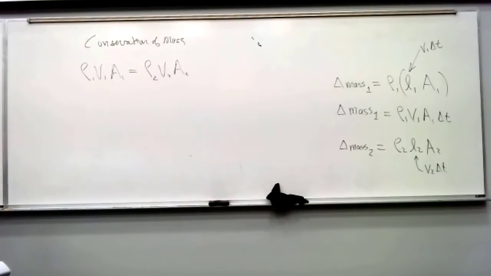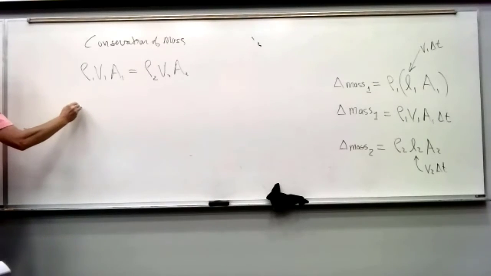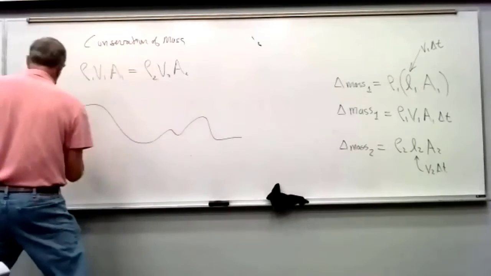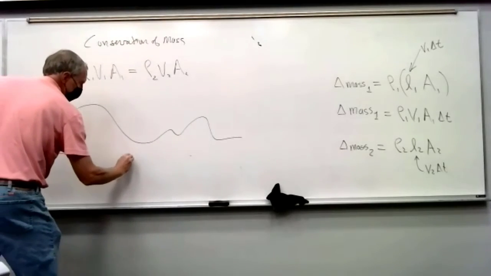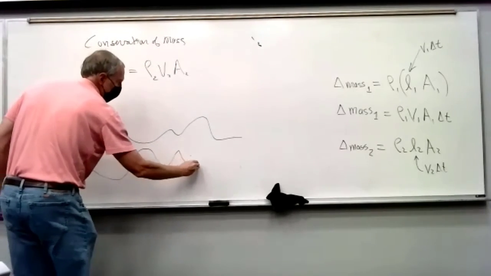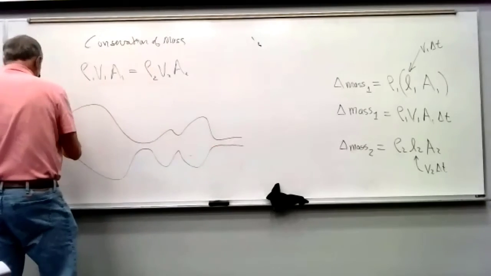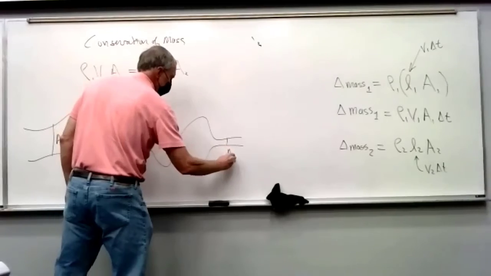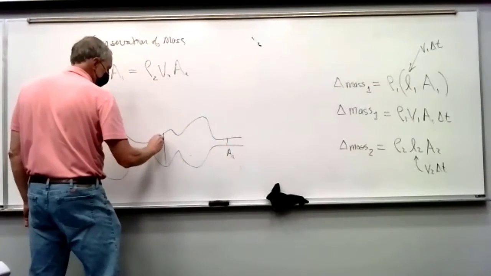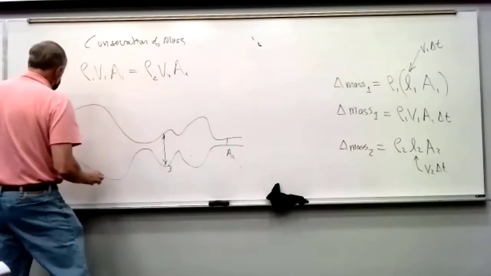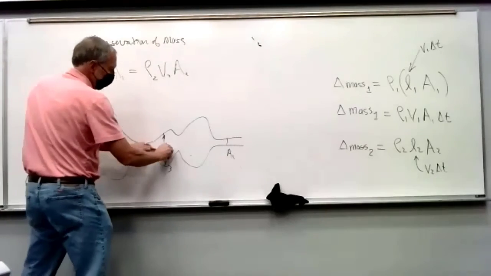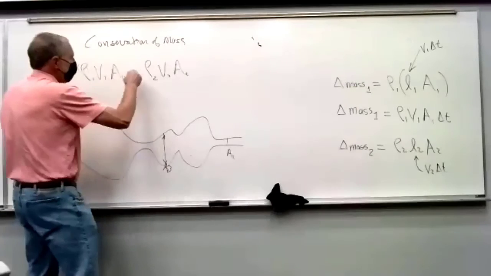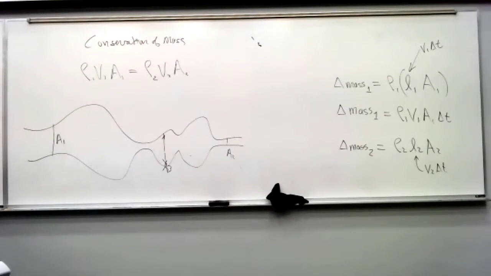So if you have a duct, it goes like this. If this is A1, and this is A2, or even anywhere in between, we can call this A3. The mass going through A1 has to equal the mass going through A3, has to equal the mass going through A2. So you can write this equation between any 2 points in the flow in a duct.